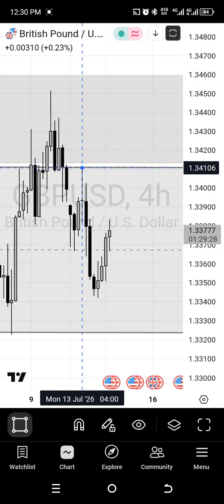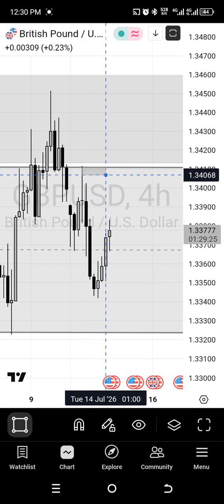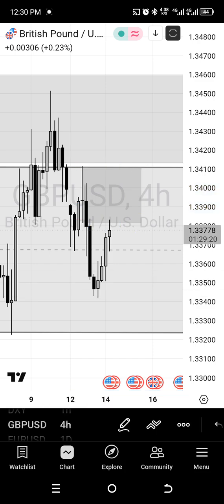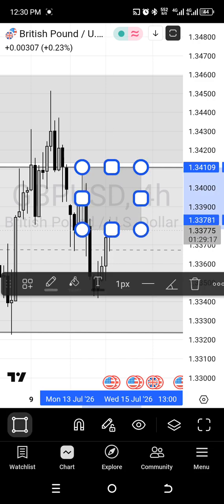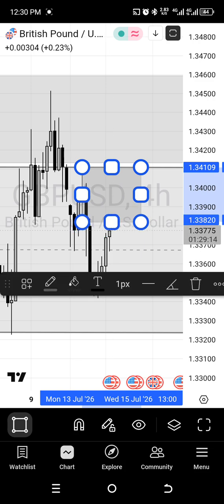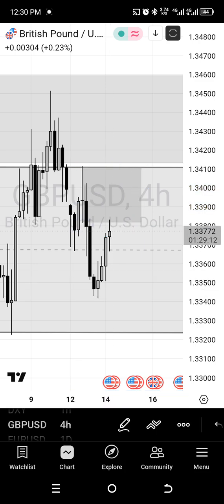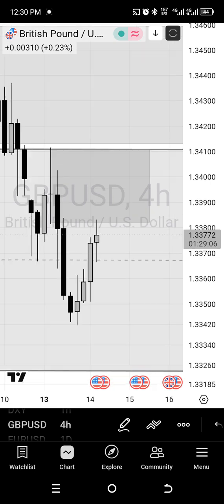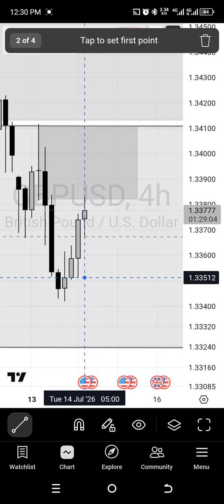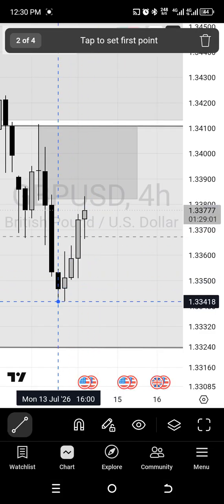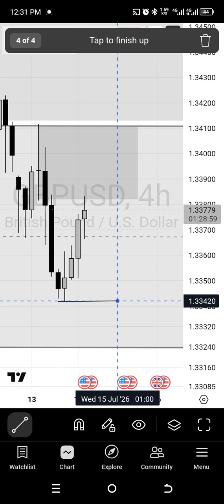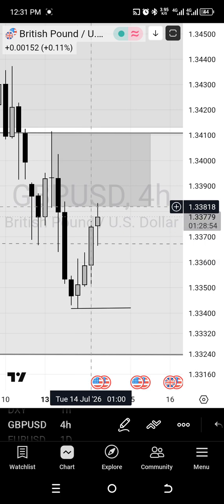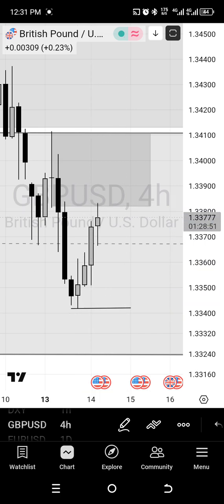You can call this our order block, and then this is our external liquidity. We have gone and filled internal liquidity, so we expect now external liquidity to get filled there.